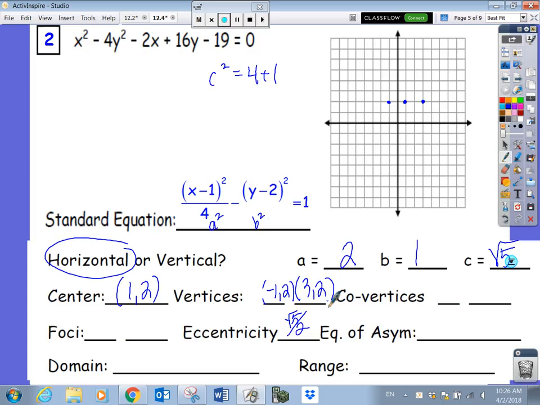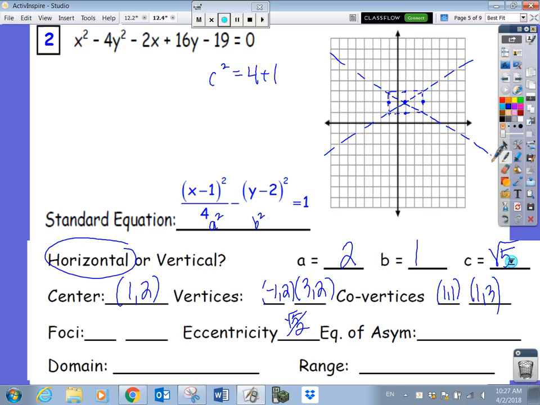Our b value is 1. 1 is going to move up 1 and down 1, and that gives us our co-vertices, which is going to be 1, 1, and 1, 3. If you want to draw the box, those corner points are kind of what is important. If you just want to make those points where it would meet, you can do that. The box is not necessary, but the asymptotes go right through the corner, through the center, and through the corner where those two values would meet up. If you went up and right, up and left, down and left, down and right.